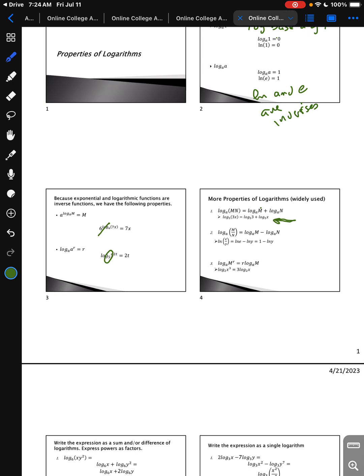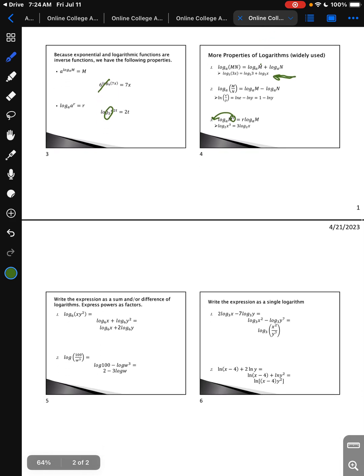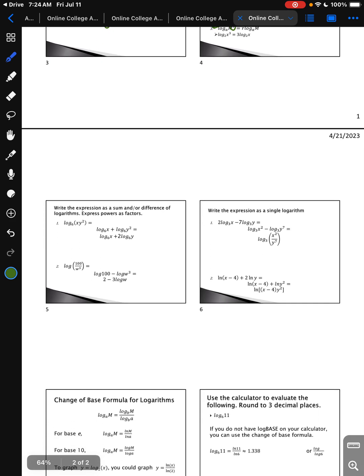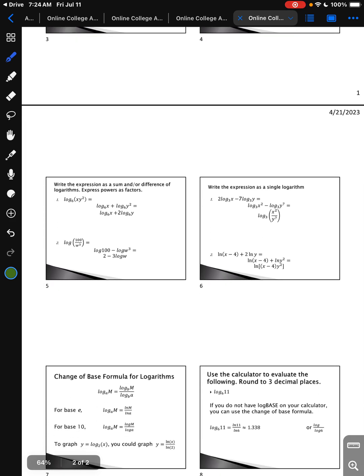And another one that's going to be useful is this one down here. If I have log base a of m to the r power, that r can be moved out to the front. So that becomes r times log base a of m. That's also another pretty useful one. So let's use these rules to rewrite some of these logarithms.